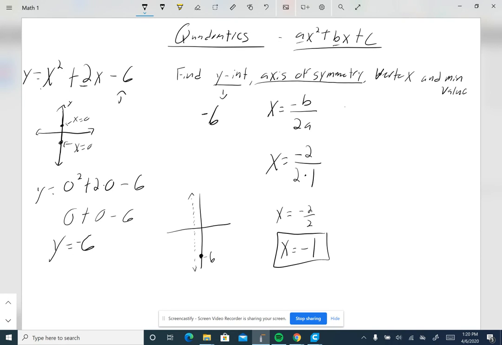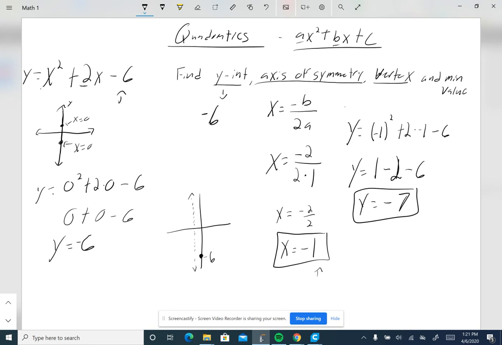Then, how would we find the vertex? The axis of symmetry goes through the vertex, so we know the x value of the vertex. We get the y value by plugging in this x value. So y equals negative 1 squared plus 2 times negative 1 minus 6. That's 1 minus 2 minus 6, so y equals negative 7. The vertex is at x equals negative 1 and y equals negative 7, a little below negative 6. Now we can draw a pretty good sketch of this quadratic, and it looks the same on either side.